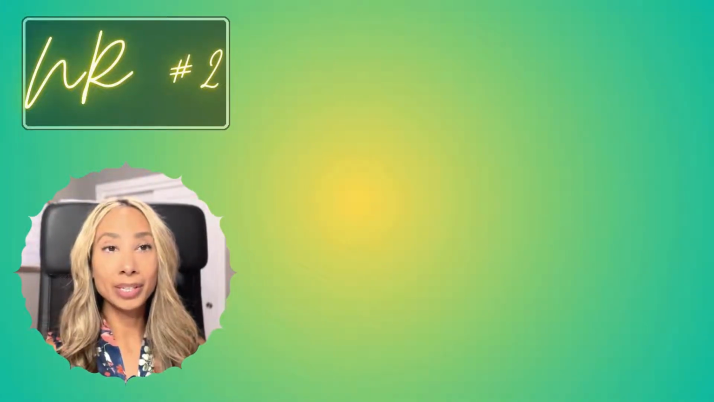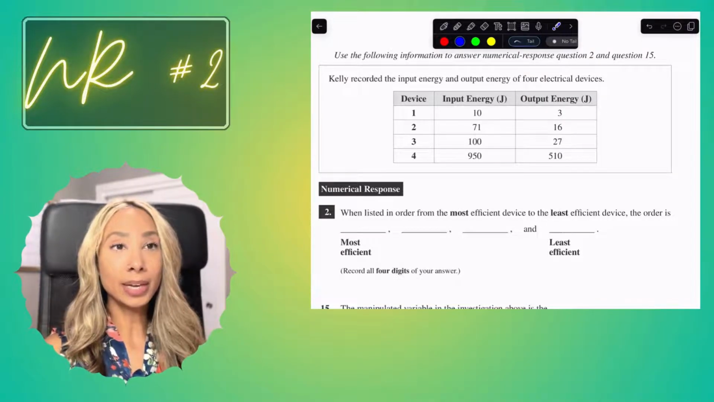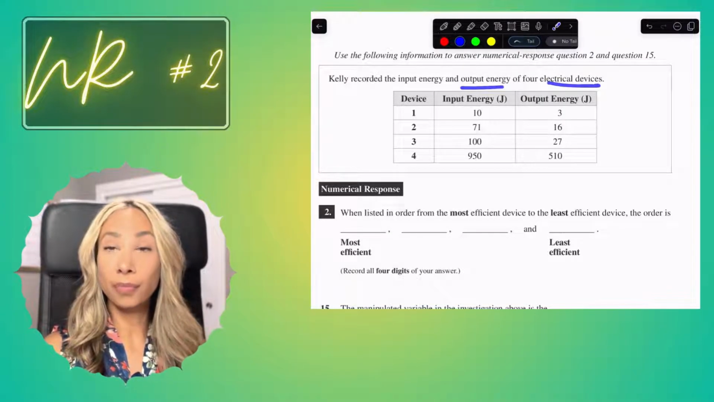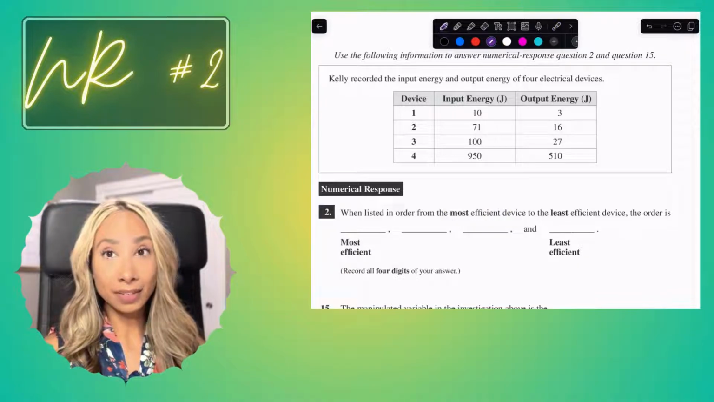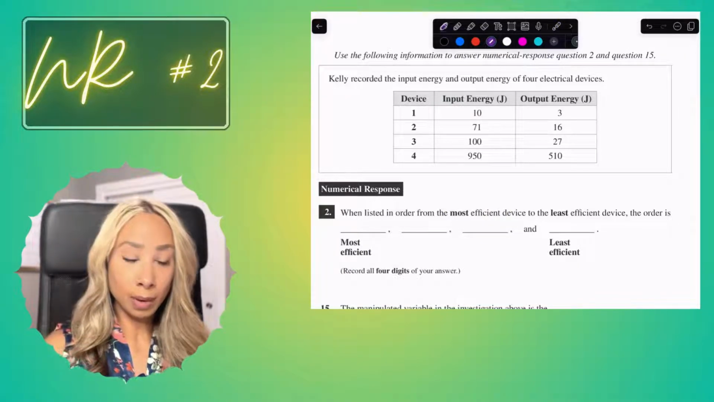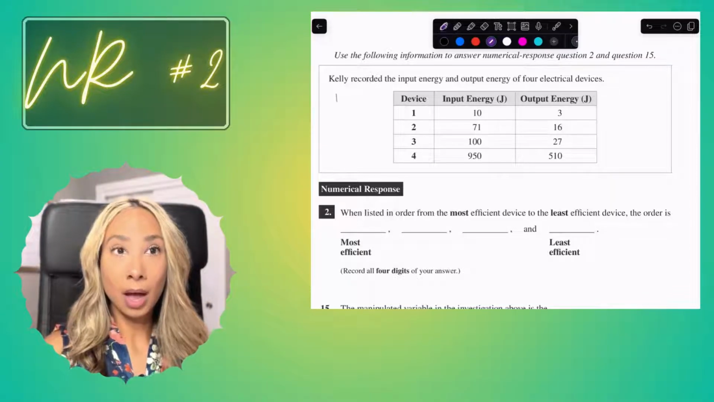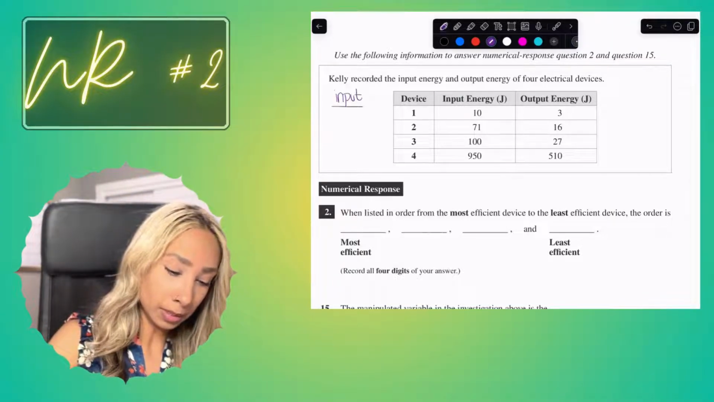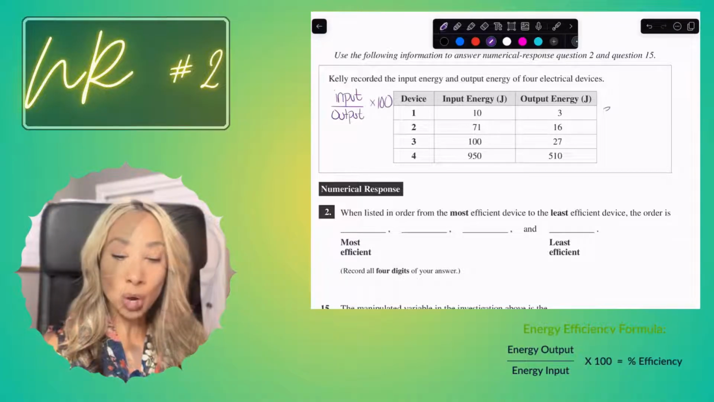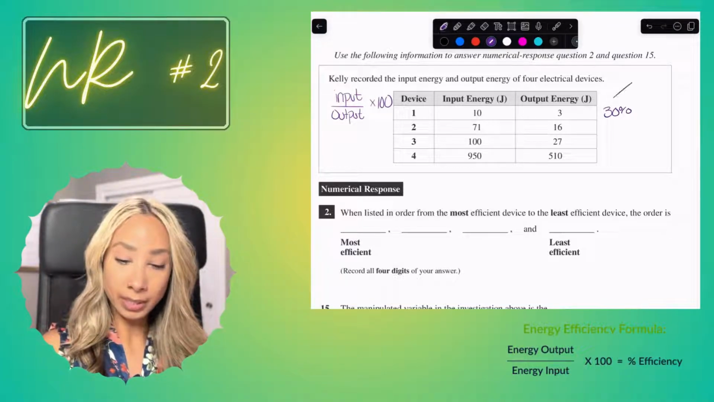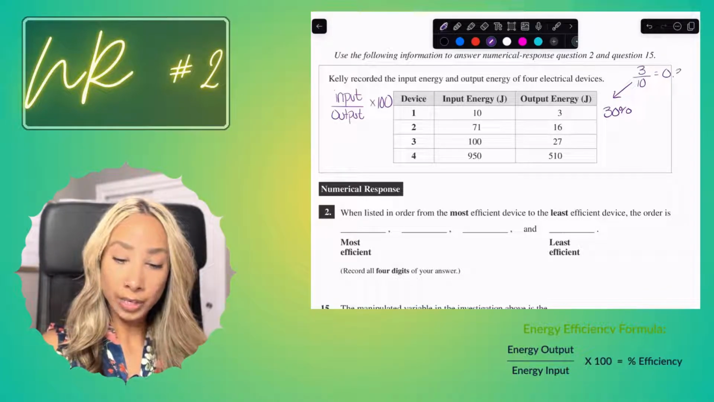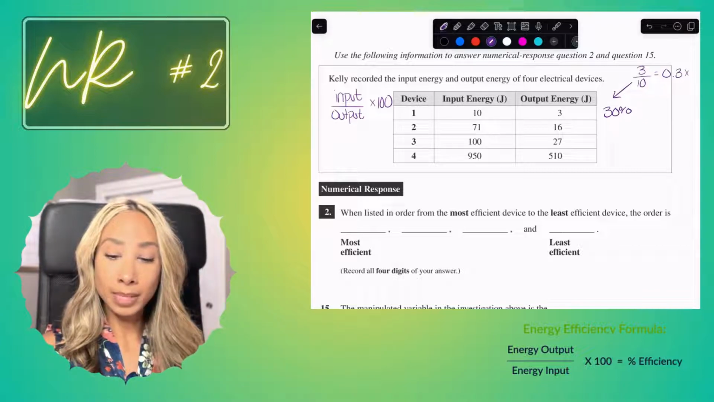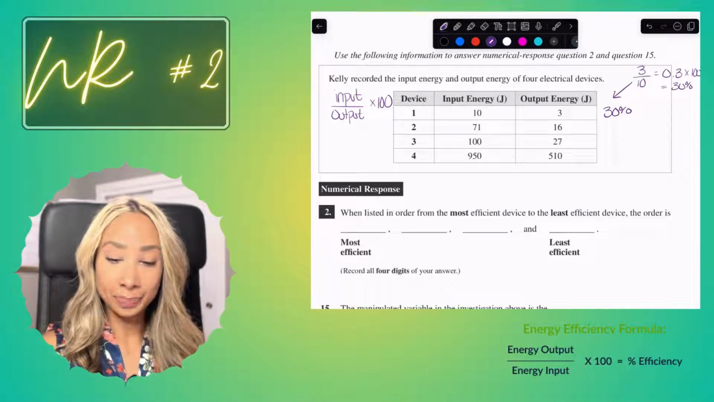Numerical response number 2 here. So this one is an interesting one. It says here, Kelly recorded the input and output energy of 4 electrical devices. We want to order them from most efficient to least efficient. So one thing we need to remember is we need to figure out the efficiency of it as basically input over output. So 3 over 10, that's going to be 30%. And just so we're clear, the way I'm getting that is I'm saying 3 over 10 would be 0.3, times that by 100 would be 30%.